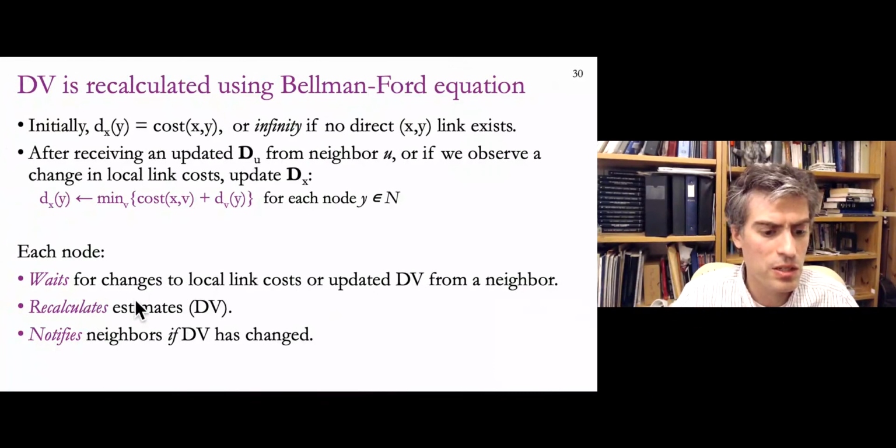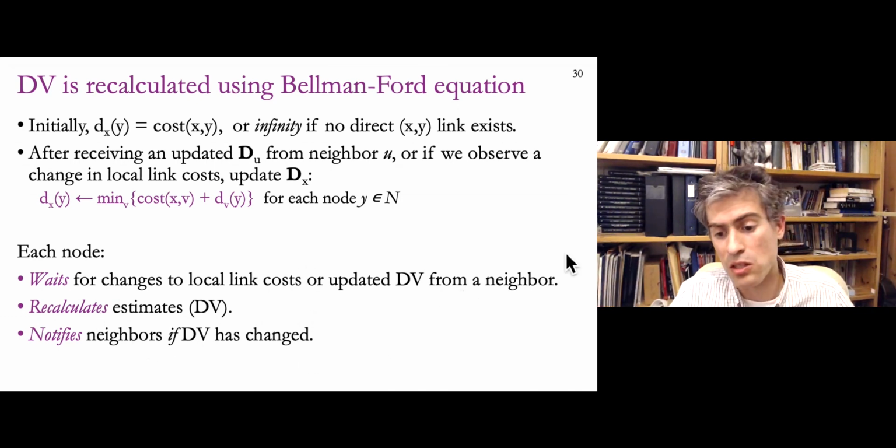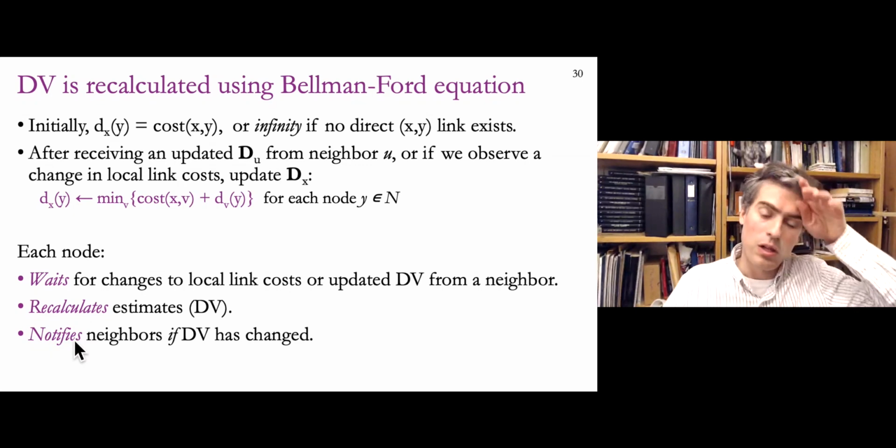Other new information is a distance vector arriving from your neighbor. Okay, so two different kinds of new information. You wait for that new information. When new information arrives, you recalculate your own distance vector based on that new information, and you send your distance vector to your neighbors. That propagates the information. They, in turn, are going to be waiting for new information, including distance vectors. So this iterative process of waiting, recalculating, and notifying will propagate changes.